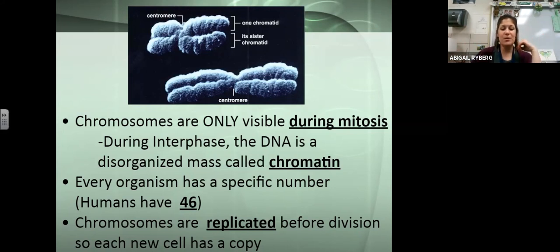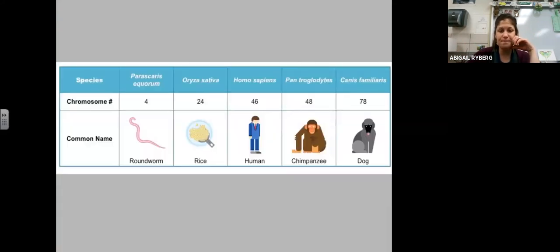Okay, so chromosomes are replicated before cell division even starts. So here's an example of the number of chromosomes in different organisms. Roundworms have 4, for example. Little rice has 24 chromosomes. Humans, 46. Chimpanzees, 48. Dogs, 78.